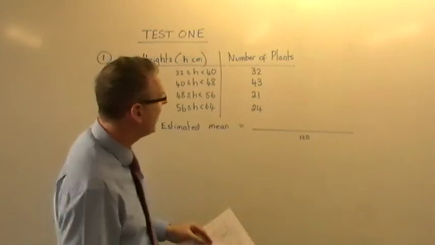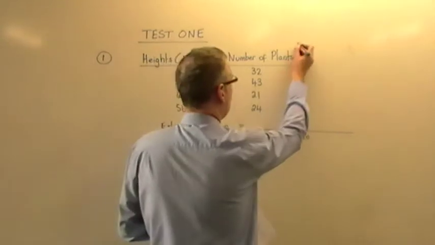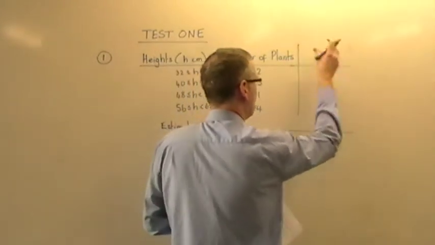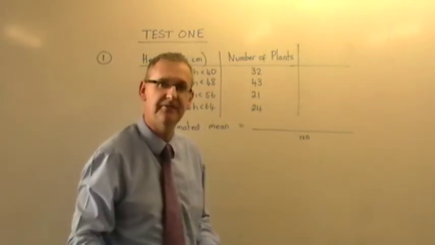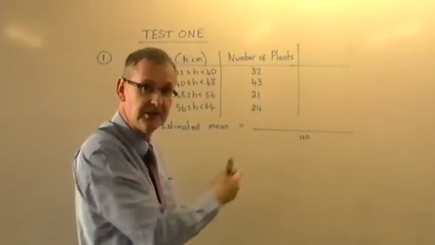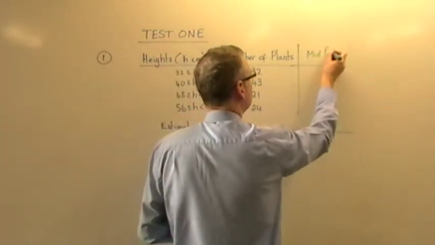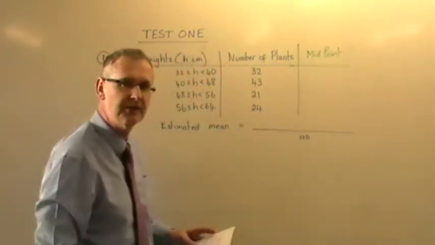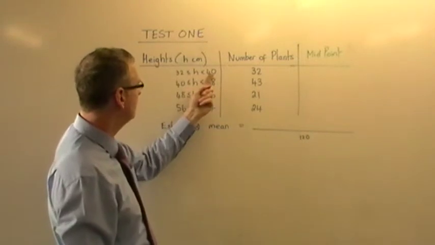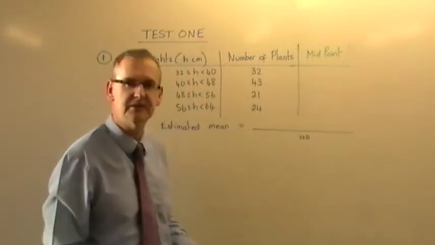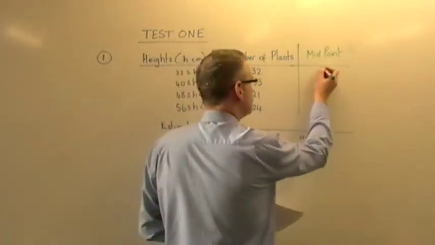We introduce a third column. Now this third column I suggest you do in a colour. Sometimes in the exam they will actually give you this column ready built into the table and say to you complete the table first. But if they don't, you need to do it yourself. And this third column is known as the midpoint column for the data that you're dealing with. And what I'm going to say is that the midpoint from 32 to 40 is the halfway point from 32 to 40. Well, if you think about it, the halfway from 32 to 40 is 36.